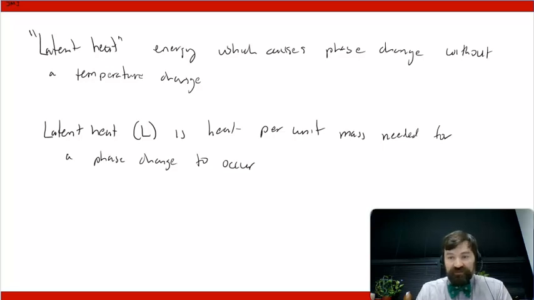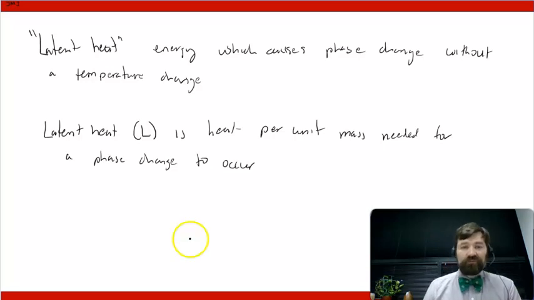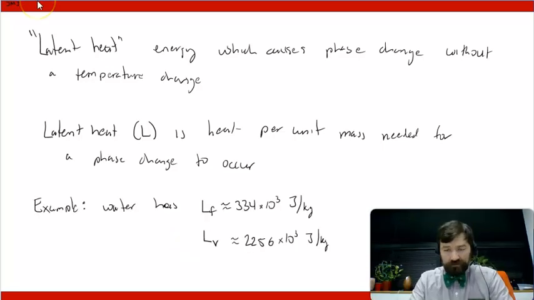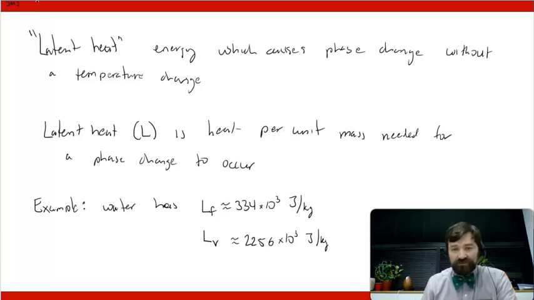Now these latent heats are given for different materials, different substances, and they generally speaking are assumed to occur at a given pressure or a given ambient pressure. For example, water, a latent heat of fusion of 334,000 joules per kilogram and a latent heat of vaporization of 2,256,000 joules per kilogram. Now, what do these two things represent?